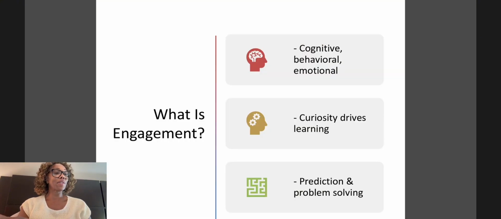What is engagement? When we talk about engagement, we're talking about how students are mentally, emotionally, and behaviorally invested in what they are learning, not just obeying or being compliant. Engagement happens when our students are actively thinking, questioning, and participating in what is being taught or occurring in the classroom.